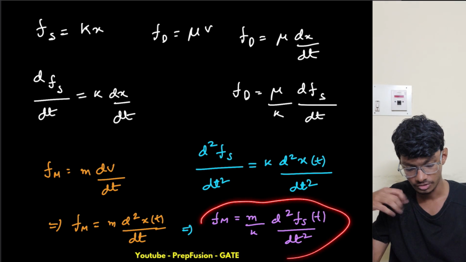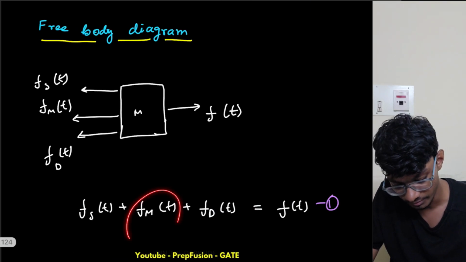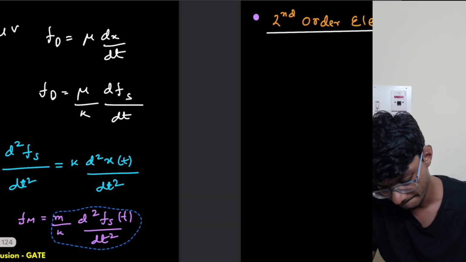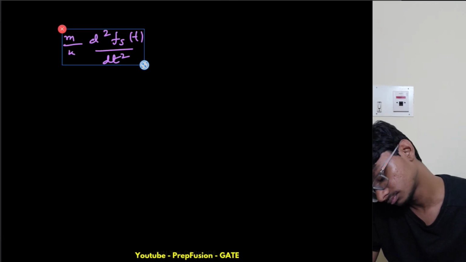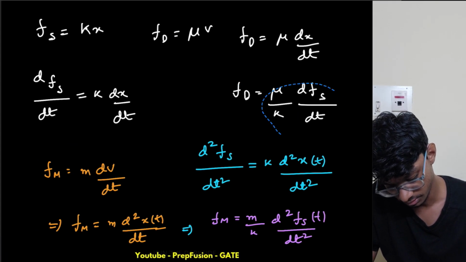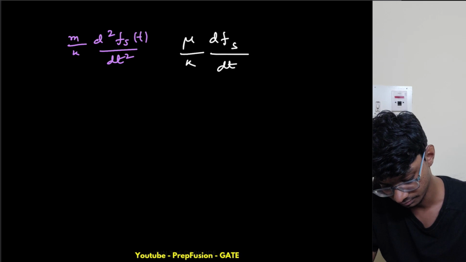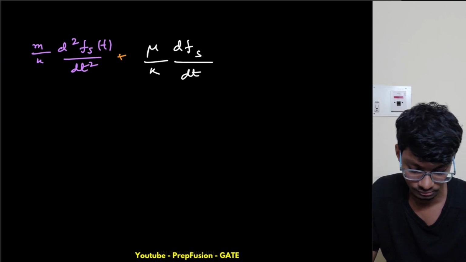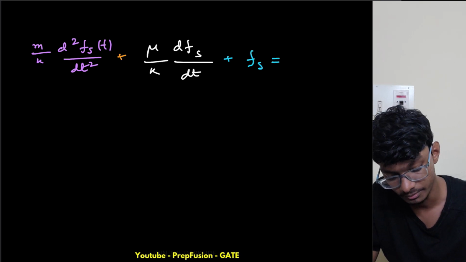So this is my fm. What I will do is replace, in equation 1, the value of fm and fd. fm was this one. And what is fd? fd was this one, right? And fs is fs itself, which is equal to what? My input, right?